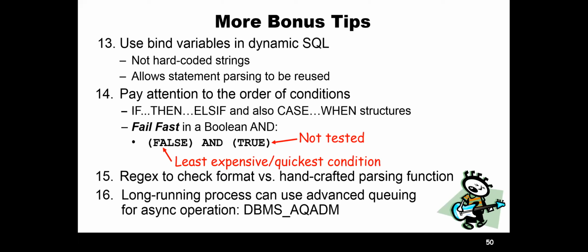And you can always fire off long-running processes if there's something in the middle of your code that takes a long time, but the output for it doesn't determine what happens later. Then you can fire off a separate, asynchronous session, and it could be DBMS job, could be DBMS AQ ADM, and then that process can continue without slowing down everything else. So basically, you're spawning a new thread within your code that will do something and then create the output that you want without slowing everything else down.